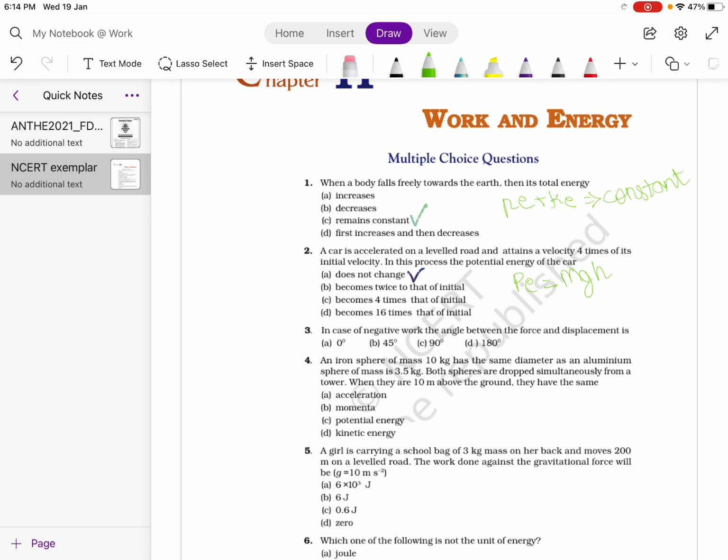Then we go to third question. In a case of negative work, the angle between the force and displacement is. What is negative work? When the displacement is in one direction and the force is in the opposite direction, then it's known as the negative work, and this angle will be 180. And we have also learned that 180 degree means negative work. So answer is option D.